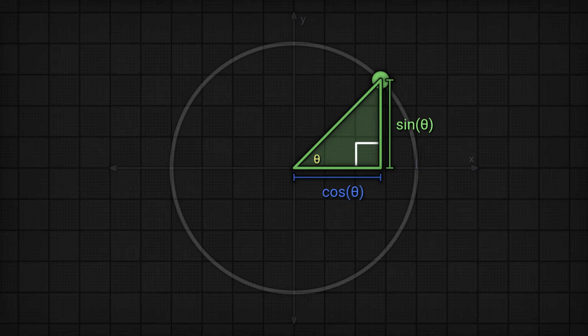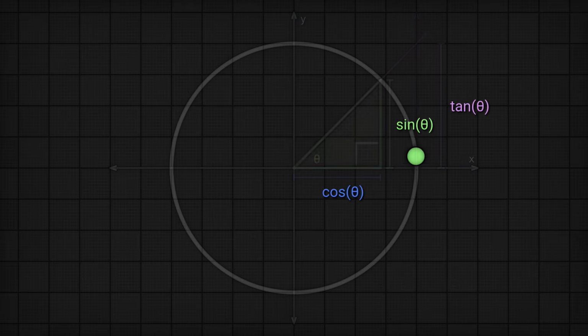And tan, well, if you extend a line here from x equals 1 upwards, and you extend the vector forming your hypotenuse out this way, where the two meet, tan gives you this distance here, the distance from their intersection down to the x-axis. I never use this, but it's there.